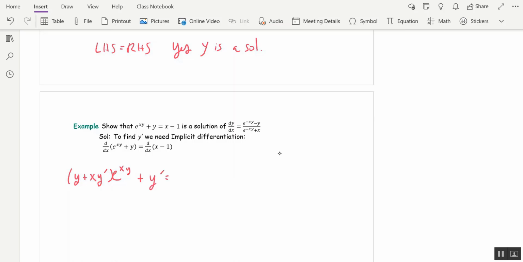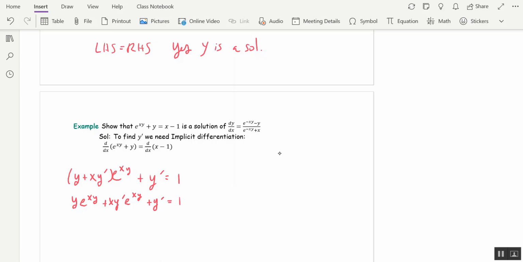And I set that equal to the derivative with respect to x of x, which is 1. Now I want to solve for y prime. So we need to distribute: y e to the xy plus x y prime e to the xy plus y prime equals 1.